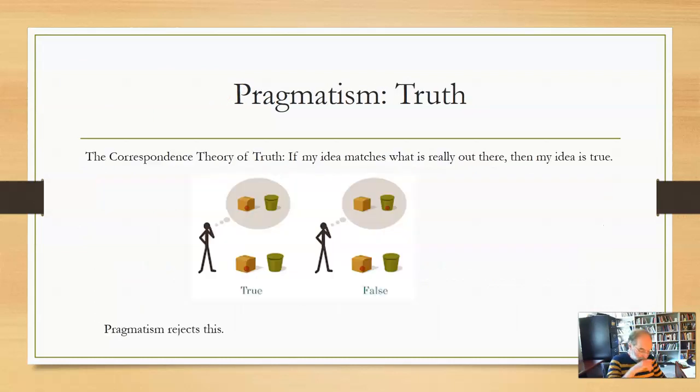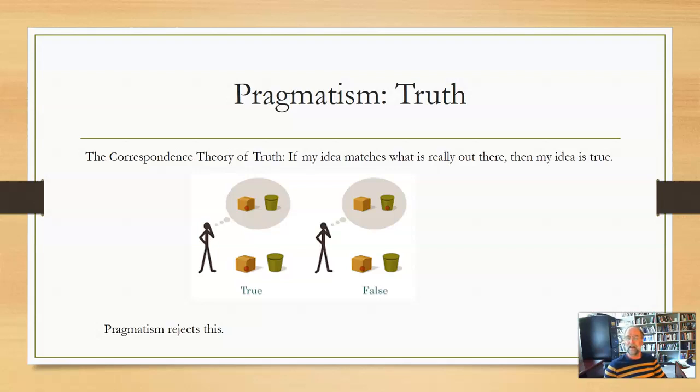So much for meaning. Let's go to truth. In its theory of truth, pragmatism wants to analyze what we mean by truth. Now, this right here, what I have on the screen, is the traditional conception of truth. We might call this the correspondence theory of truth.